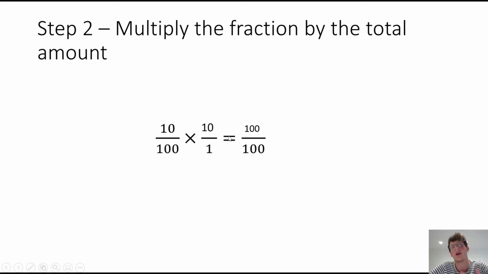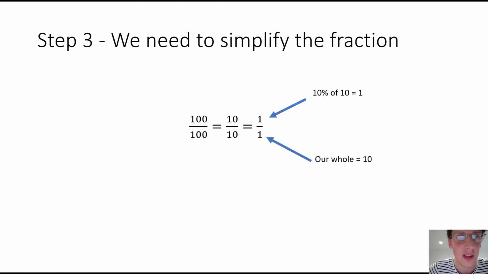Now remember, we have a problem here. 100 is bigger than our amount of 10. And remember, 10% is part of 10, so it can't be bigger than 10. So what do we need to do? We need to simplify. So step 3 is to simplify. We need to simplify the fraction. So we have 100 over 100.